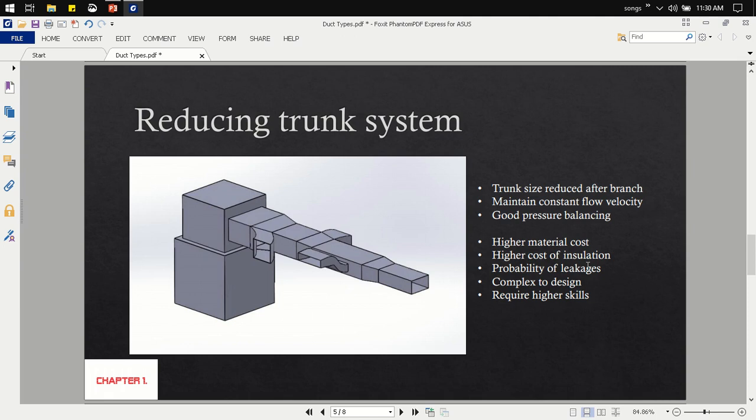There are several drawbacks in the reducing trunk duct system. One is higher material costs. Here you are seeing the geometry and shapes are somewhat complex in these types of duct systems, because after each branch the cross section is reduced. Therefore the probability of leakage is also high, because the joints and fitting elements are many, and these systems are relatively complex to design and need a higher level of skill.